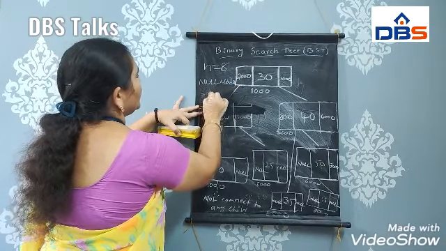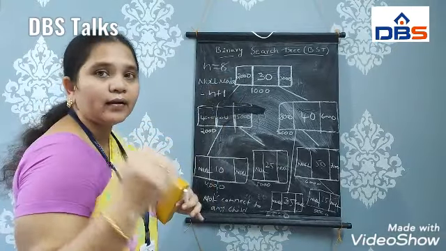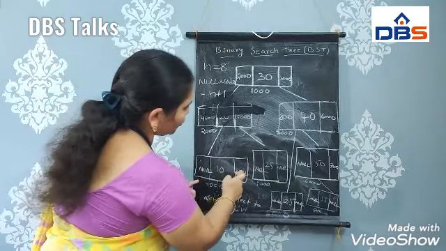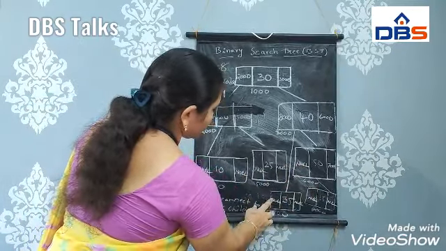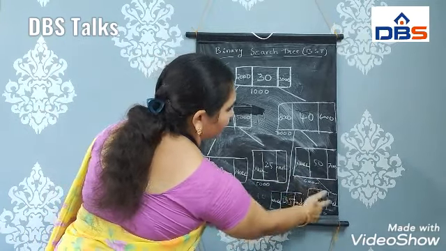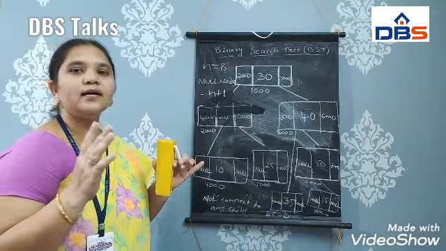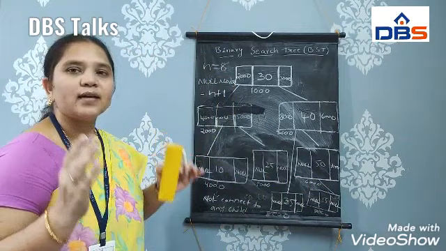Null nodes equal to n plus 1. Okay, now we can consider how many null nodes? 1, 2, 3, 4, 5, 6, 7, 8, 9. Nine null nodes. Okay, that is another technical point of what a binary search tree is.